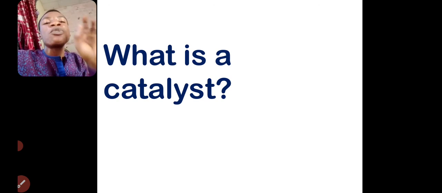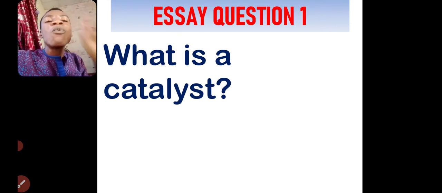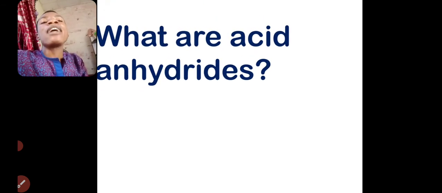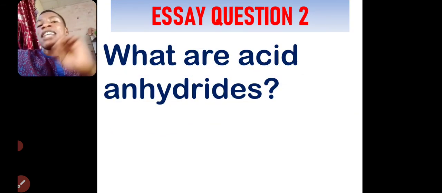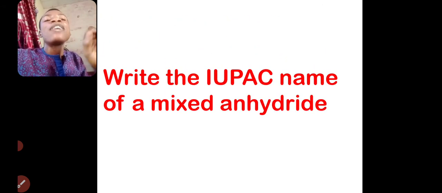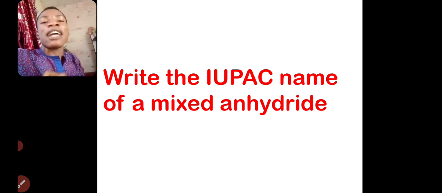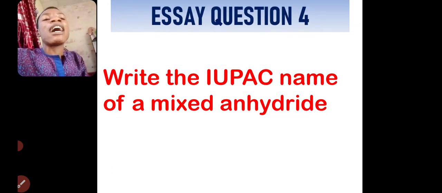So we look at some essay questions before we go. Number 1 essay question: what is a catalyst? What do you understand by a catalyst? Number 2 essay question: what are acid and anhydride? Number 3 essay question: name one element which has 2 acid and anhydride. That's question number 3. Question number 4: write the IUPAC name of a mixed anhydride. What is the name of a mixed anhydride? Question number 4.